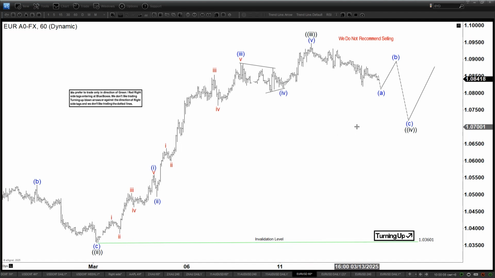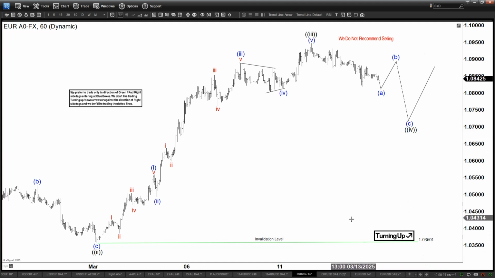Today is Friday, March the 14th, and the chart of the day is EUR/USD, 60 minutes time frame. We can see right here we ended wave 2 in the minute degree at 103.60. We finished wave 3 over here, and now we're looking for a wave 4 pullback. Generally, our bias is higher, and we like it higher against 103.60 here.